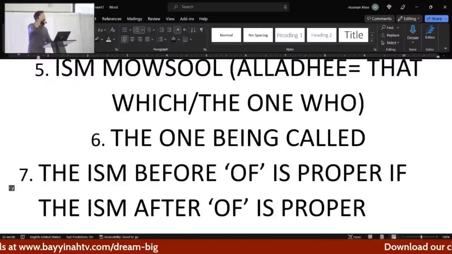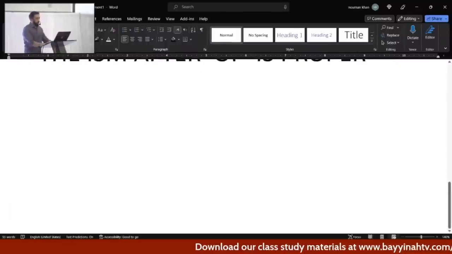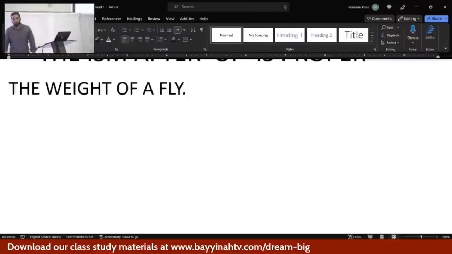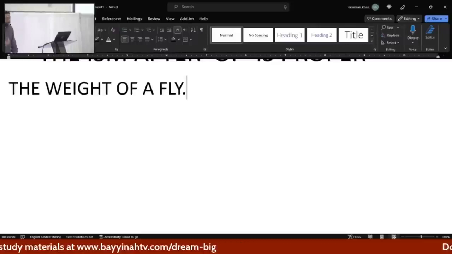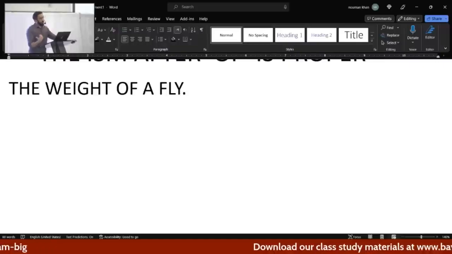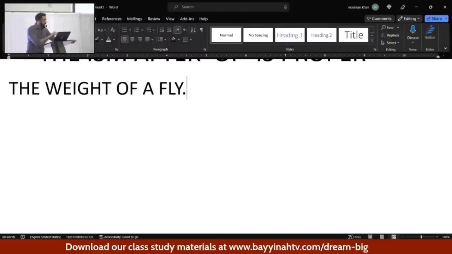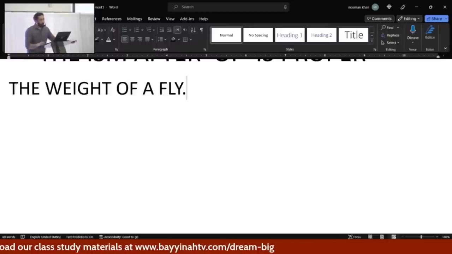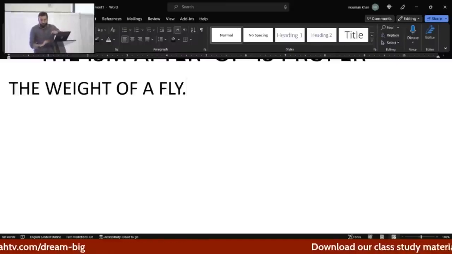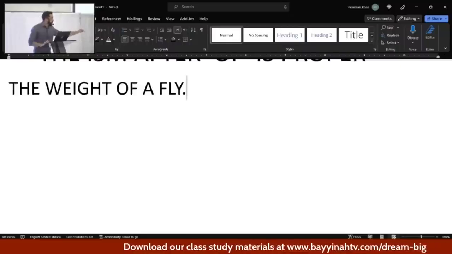Let's try some English examples. If I say "the weight of a fly," what's the word before the "of"? Weight. What's the word after the "of"? A fly. Is the word after "of" proper? No. So according to Arabic, weight is actually common, because a fly is common. In English, we say "the weight of a fly," but the Arabs say, you can say "the" all you want, we consider the weight common.